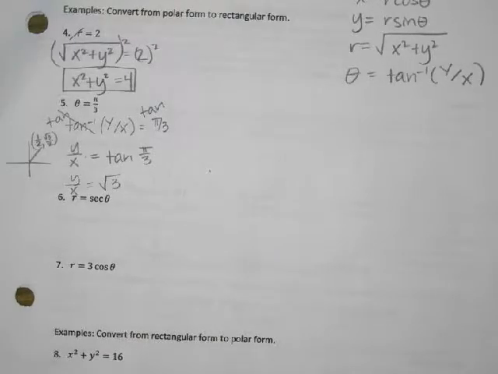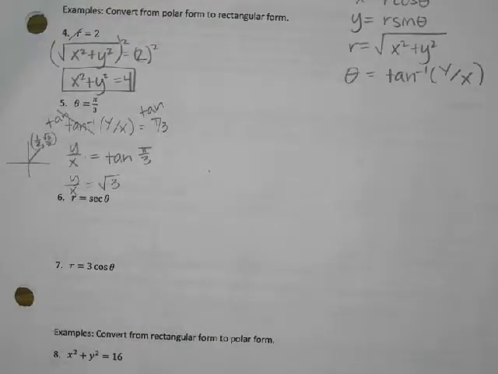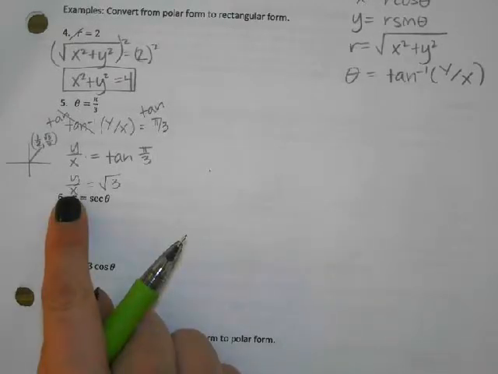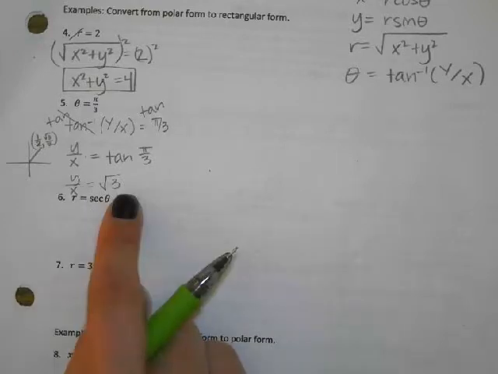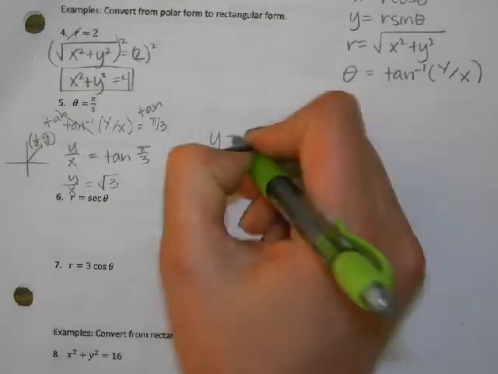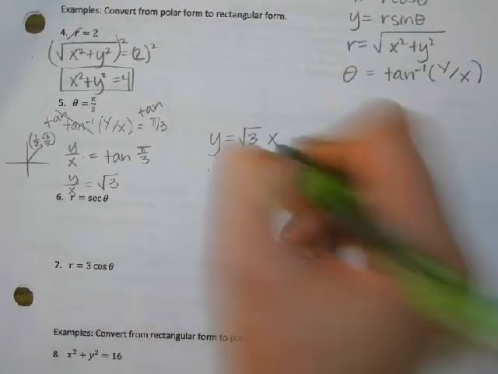So I've made all my substitutions. Now I'm just simplifying until I get a recognizable equation. Do rectangular equations typically have y divided by x in them? No. So what should I do? Multiply x to the other side. So I'm going to say y equals root 3x.